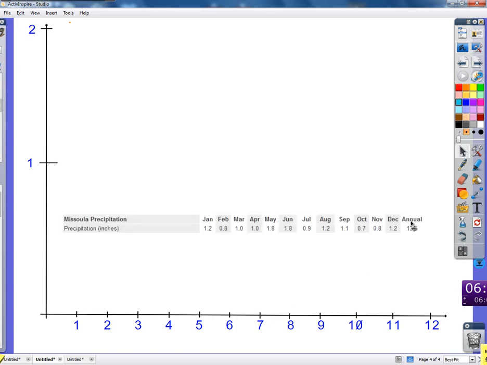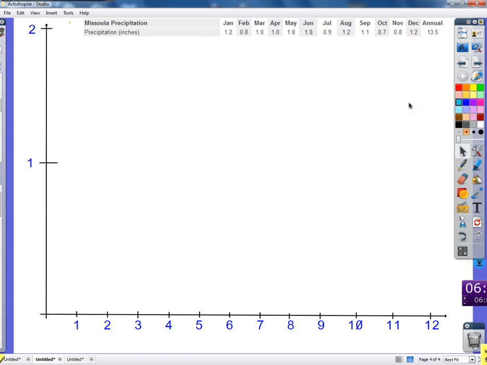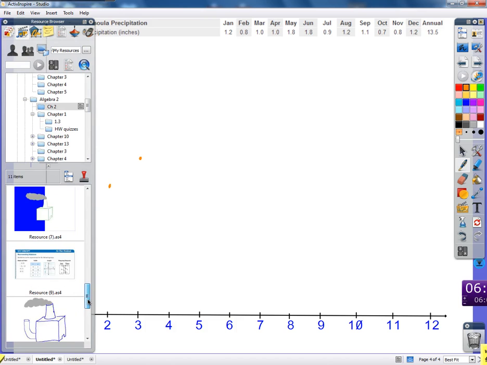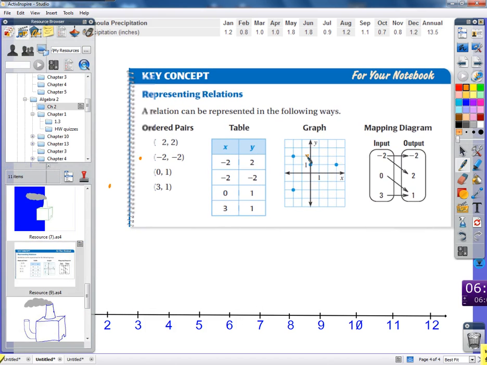I can bring the table in so that we can refer to it. This is the annual. So each month is somewhere between 0 and 2 inches. And we can graph each of these. January is 1.2, and February goes up to 0.8, March goes up to 1 exactly. Plot each of these points. You go to your input, okay, and that input gets mapped to the output, whatever that output is. So we have four different ways that we can represent a relation between a domain and a range.